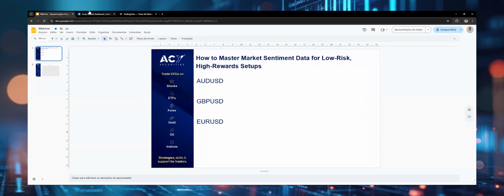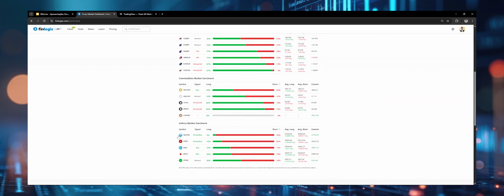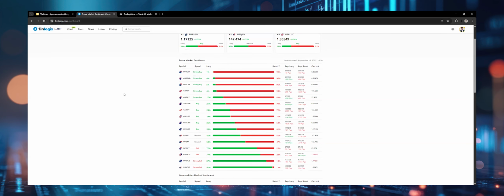Without any wait, let's get to the FinLogic Sentiment Tool. The FinLogic Sentiment Tool is powered by FinLogics, a sister company of ACY. Basically, they get all the data, so they make things easier for us traders. This tool is called market sentiment. We have Forex, commodities, and also indices. For the webinar, we will only be using the Forex ones.